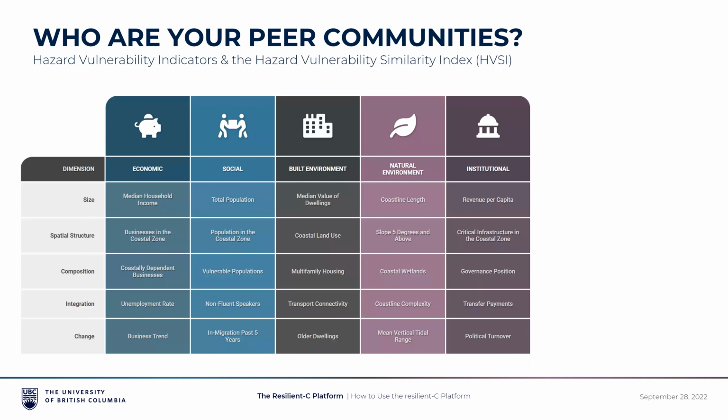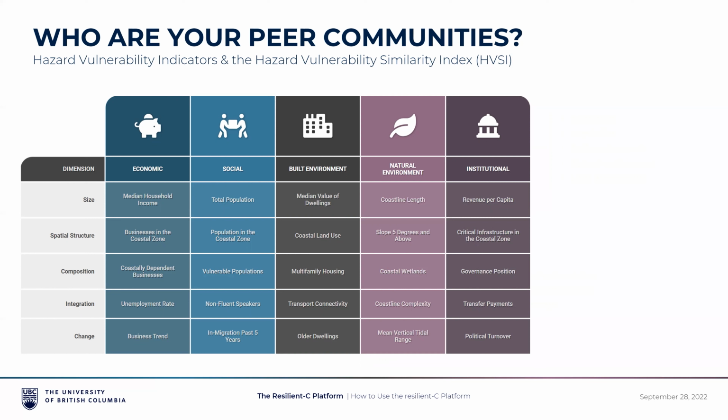Now, when we come to looking at community profiles and the similarity of those profiles, we assess that similarity across a set of 25 vulnerability indicators shown here. These are broken out into 5 different capitals: economic, social, built environment, natural environment, and institutional, and 5 different dimensions: size, spatial structure, composition, integration, and change. If you'd like to learn more about the individual indicators that are shown here, you can go to the Vulnerability Indicators section of the Resiliency website.